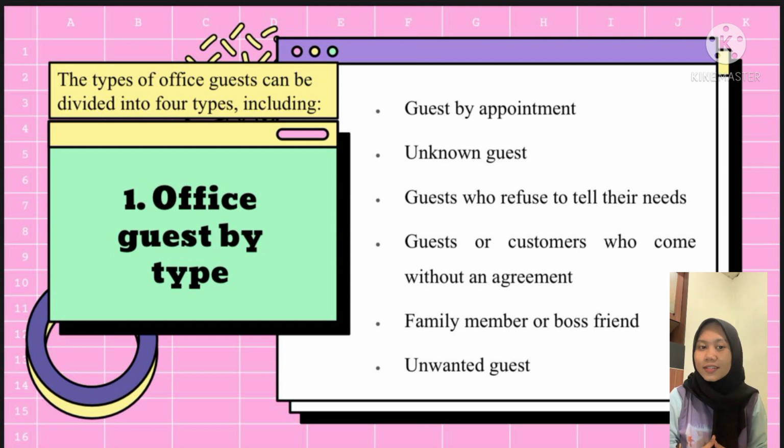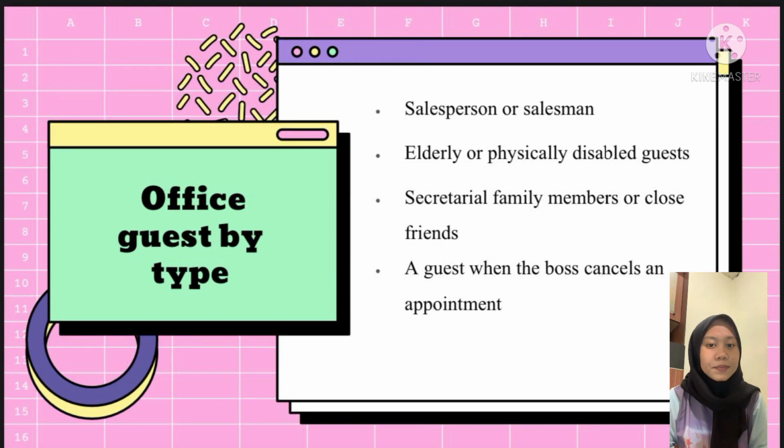Six, unwanted guest. If he is still waiting even though you have tried to gently invite him to leave, the right attitude is to ignore him, but remember not to make a sour face, and treat him well. Seven, salesperson or salesman. Tell them honestly and politely that the company doesn't need it at this time. Treat them with caution and be ready to help when needed.